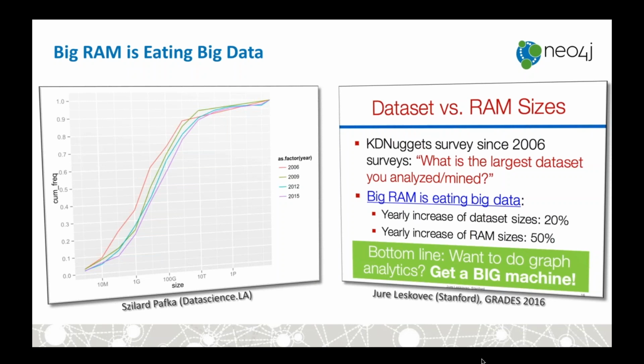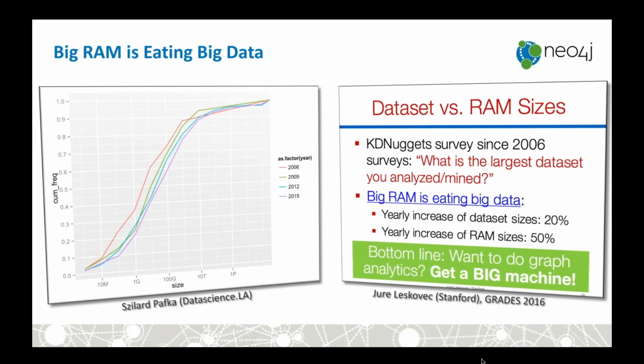But actually, when Jure has done the work, actual quantified work, he observes that while data sets are growing larger, they're growing larger at the rate of about 20% a year, whereas RAM is growing at the rate of 50% a year. Remember, boring beige box builders? They're not so boring now.